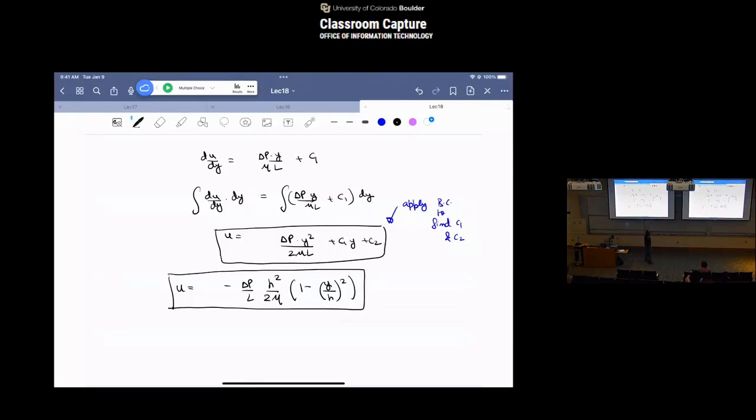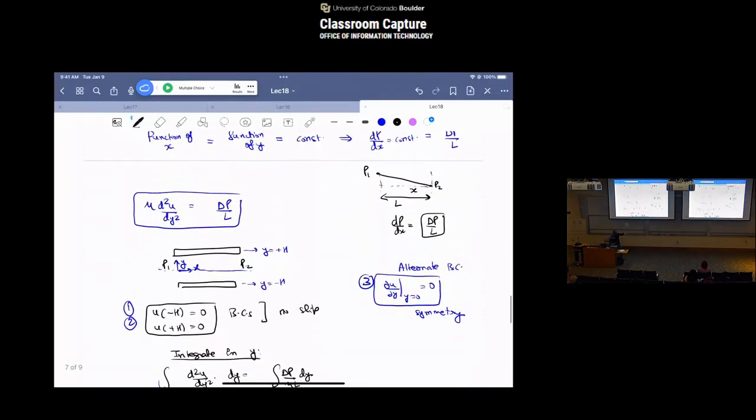Looks like on the last problem you went from 0 to h, but on this one you went from negative h to h. Correct. Would stuff cancel out if we set this up the same way as we did? Absolutely. So good question. So what if I had set this up from 0 to h, right?